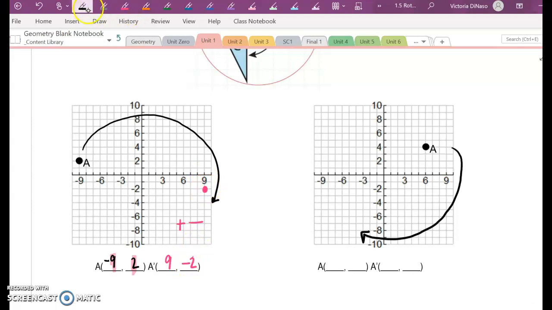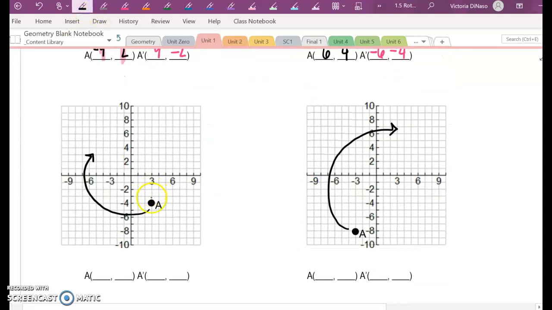Do it again. So we have 6, 4. You're going to keep the numbers in the same order. So it's going to be 6 and 4 again. And depending on the quadrant, my signs are changing. If I'm going too fast for you, go ahead and pause the video.